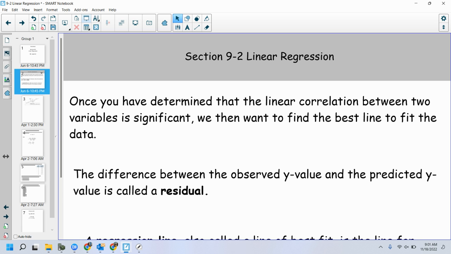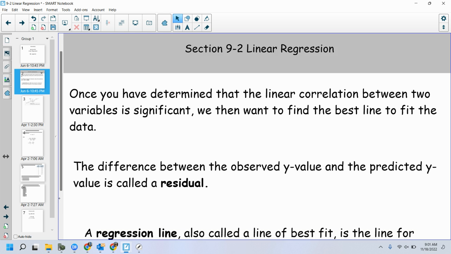A residual is basically the amount left over after I take my predicted y value subtracted away from my actual y value. What I mean by that is I'm going to make a line of best fit, and then I'm going to have an x and y pair. Well, the x value is going to correspond to a place on the line, but it's also going to correspond to a piece of data. The difference between the observed y value and my predicted y value is called a residual.